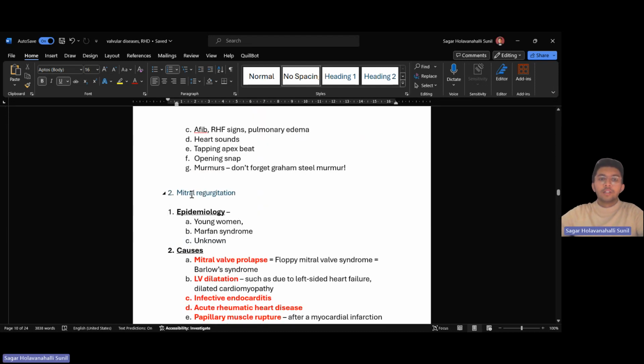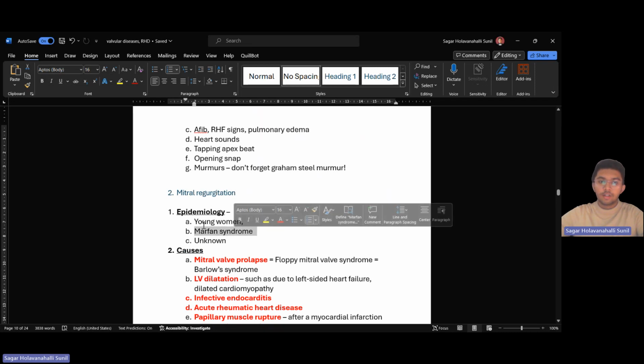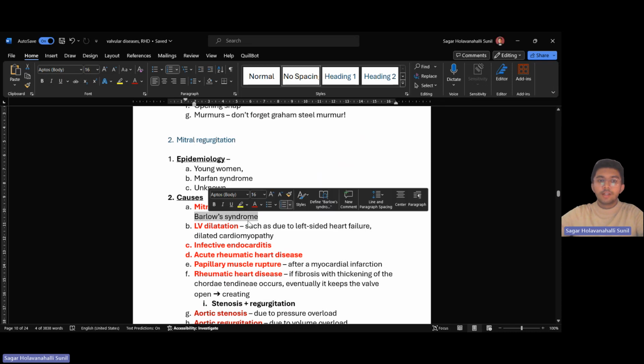Now, mitral regurgitation, epidemiology: mainly in young women. Marfan syndrome predisposes young women to mitral regurgitation. The causes could be mitral valve prolapse, also known as floppy mitral valve syndrome or Barlow syndrome.